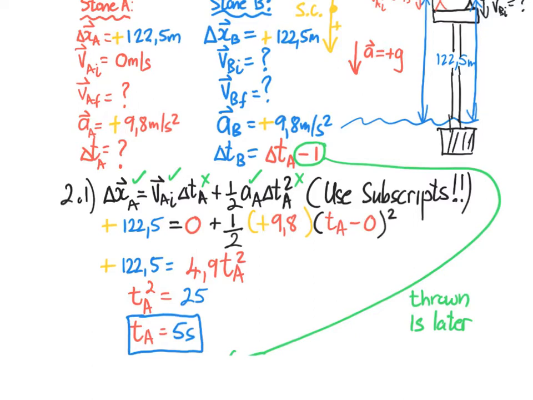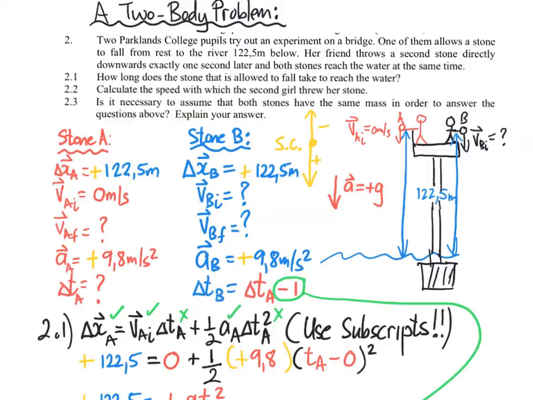So now, simplifying this, we get 122.5 equals half times 9.8, which is 4.9, tA squared. So tA squared equals 25. Square rooting both sides, tA equals 5 seconds. Remember, we cannot get a negative time. So we've now worked out that tA is 5 seconds. So therefore, tB is going to be 5 minus 1, which is 4 seconds.